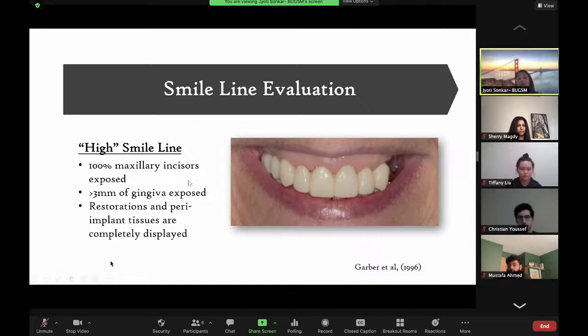And your last is your high smile line patients, where these patients would expose all the teeth. You're literally seeing 100% of your incisors, and with that, you're at least seeing more than 3 millimeters of gingival tissue. Now, these patients are a bit challenging to manage. Again, as I mentioned, in the event the patient has a recession, meaning the gums move away from where they're supposed to be, or if there's some pus coming out, or if there are some complications, when the patient smiles, it's actually seen. So it really gets traumatic for the patients. And these are the kind of patients that are going to be high demanding and really would stress you out.